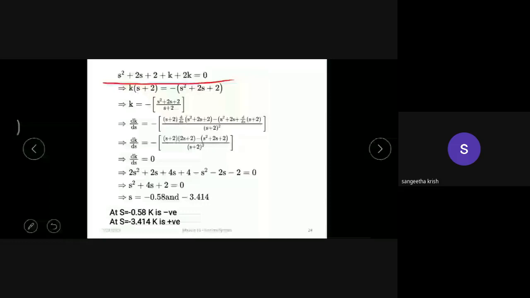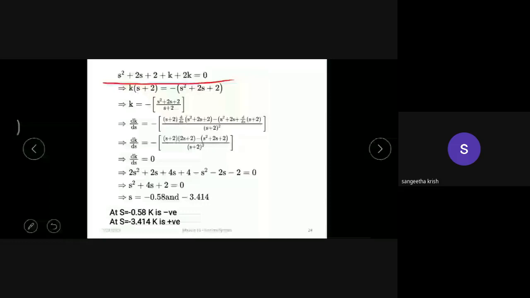Keep k on the left side and bring all other terms to the right side. So k into (s plus 2) is equal to minus of (s square plus 2s plus 2). Then k will be minus of (s square plus 2s plus 2) divided by (s plus 2). We know that we should differentiate and equate to 0. Since it is in u by v format, we should use the differentiation formula (v u dash minus u v dash) divided by v square. After differentiating, equate to 0 and find the value of s.